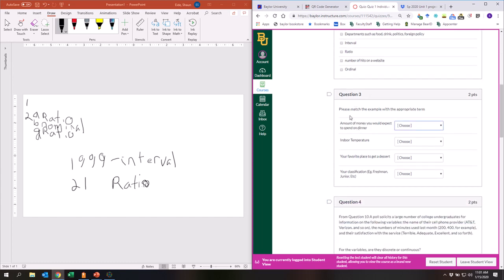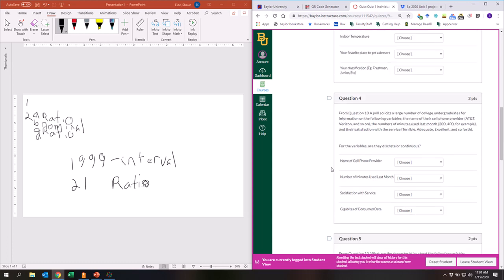Moving on, it says right here, please match the example with the appropriate term. The amount of money that you would expect to spend on dinner. You say, oh, population, discrete, interval. You match it with whatever is the most appropriate. Okay, so let's see here, the amount of money, I'm just going to tell you, I think it's ratio, because if you expect to spend 0, then you can do that. It means that you don't plan on spending anything. Maybe you're expecting somebody else to pay.